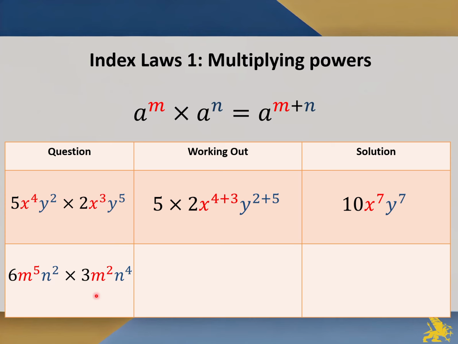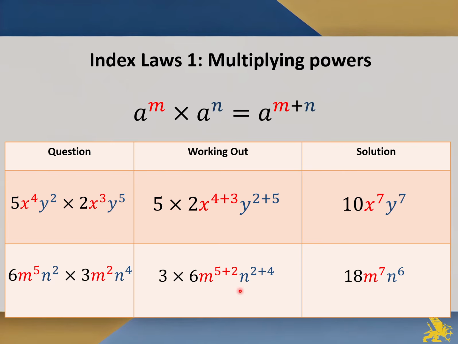Again, when we've got 6m to the power of 5, n to the power of 2 times 3m squared, n to the power of 4, the first thing I'm going to do is look at my coefficients, which is 6 and 3. So they are timesed together. I then look at my powers of m. So I've got 5 and 2, so I add them together. And I've got my n. So I've got 2 and 4, so I'm adding them together. That gives me 3 times 6 is 18. I've got 7 lots of m's timesing, and I've got 6 lots of n's timesing.